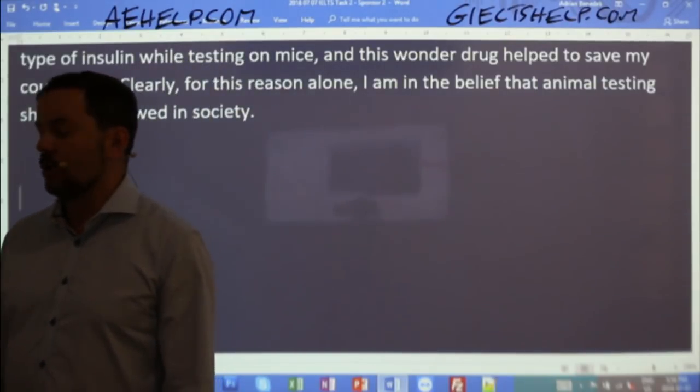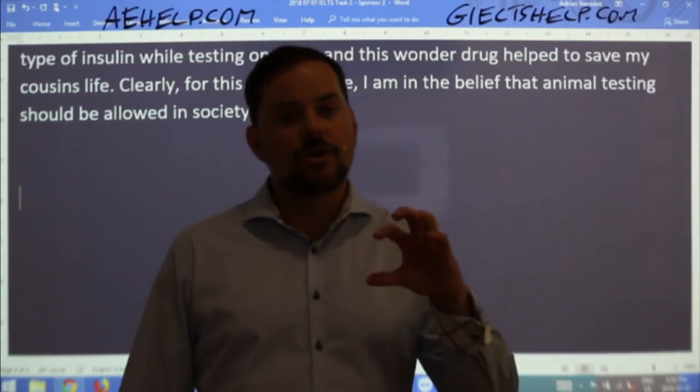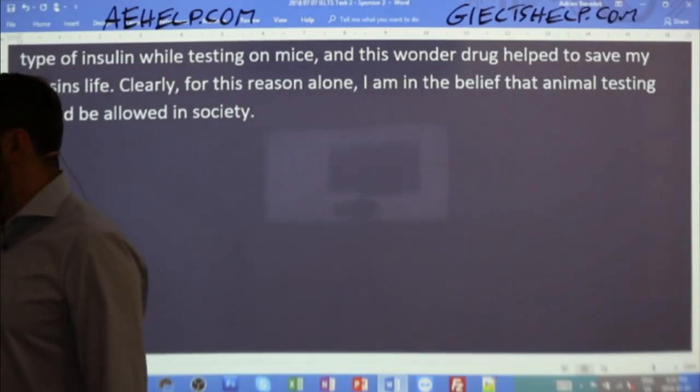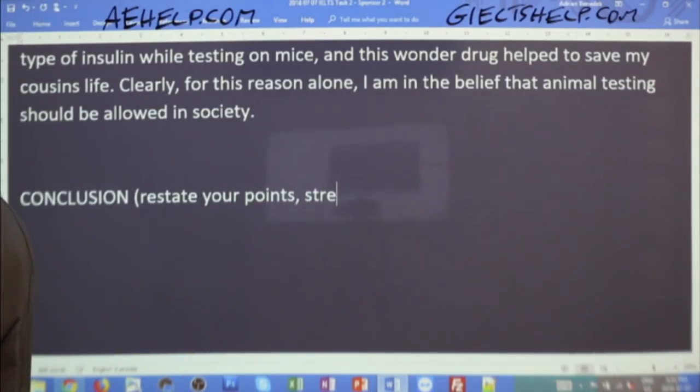The most important is to focus on this big to small, small to big logic or strategy when you're developing your ideas for task 2, and to follow this structure. Of course, we end with the conclusion. Okay? And the conclusion also has 3 parts. You restate your points, strengthen the argument, and then give a take-home message.